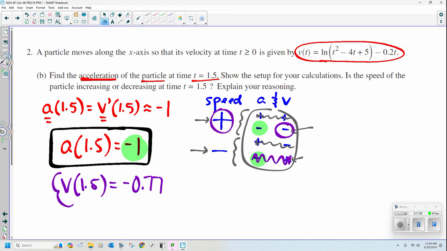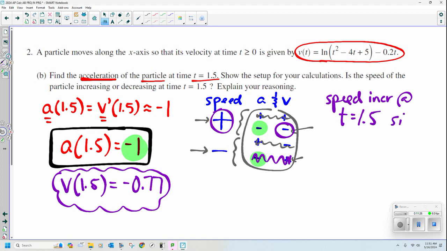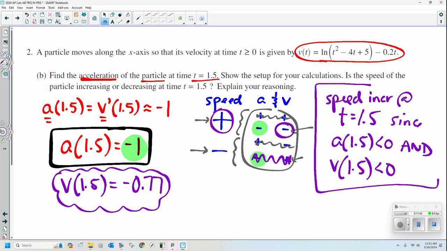So they want us to answer whether it's increasing or decreasing, then explain. So I'm going to say speed is increasing at time equals 1.5 since A of 1.5 is less than 0, and V of 1.5 is also less than 0. Done and done. For a calculator, this is a great calculator problem. I love it.